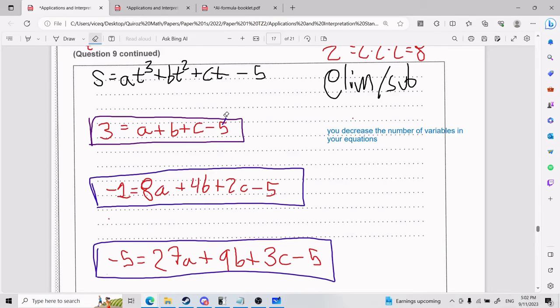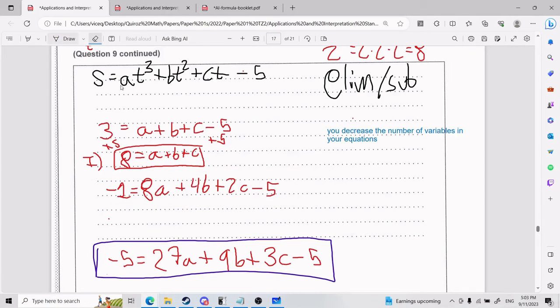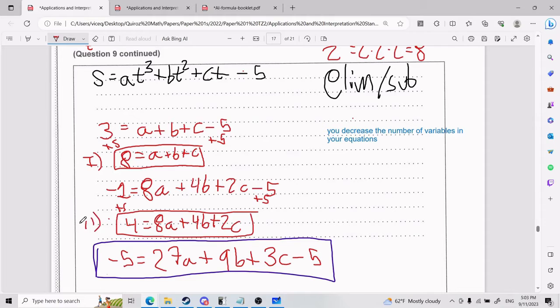Cool. So this first one here, let's leave it a little more beautiful. Let's go ahead and do plus 5 over here, plus 5 over here. I end up with 8 equals a plus b plus c. All right, cool. So this is going to be what I'm going to call my first equation. The second equation, let's also leave it a little more nice. So this negative 5, we're going to do plus 5. Plus 5, we end up with 6. Sorry, hold up. My bad. We end up with 4. Positive 4 equals 8a plus 4b plus 2c. So this right here is going to be my second equation.